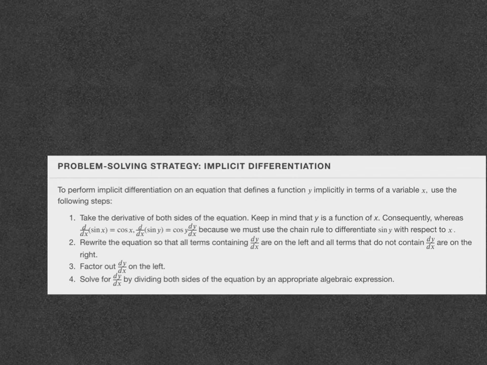These are the steps for taking a derivative implicitly, for performing implicit differentiation. First, we take the derivative of both sides of the equation. Our y is written as a function of x. Consequently, when we take the derivative of the sine of x, we get the cosine of x. But when we take the derivative of the sine of y, the answer is the cosine of y, but then we have this extra dy over dx term because we must use the chain rule to differentiate the sine of y with respect to x.